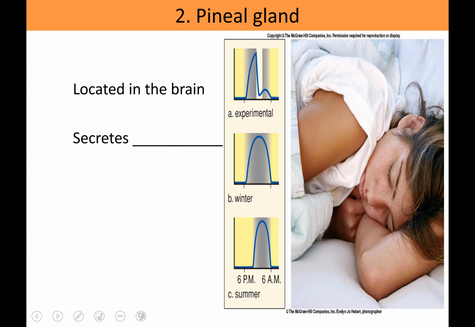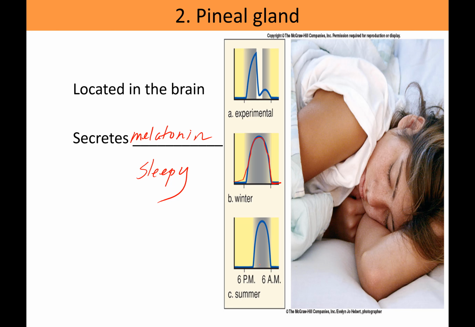Okay, so one of my favorites is the pineal gland. It's kind of a love-hate relationship. It is located in the brain, and it secretes a hormone called melatonin. You can buy melatonin over the counter. It's a sleep aid. But as you can see here, during the winter time, here's the melatonin secretion. And you'll notice it's secreted when it's dark out. So in the winter, we're well aware of how very little daylight we get. And so we've got a lot of melatonin being secreted. And that's why we find that we're a lot more sleepy in the winter time. Okay, more darkness, more sleepiness.